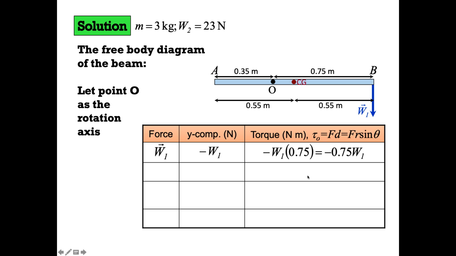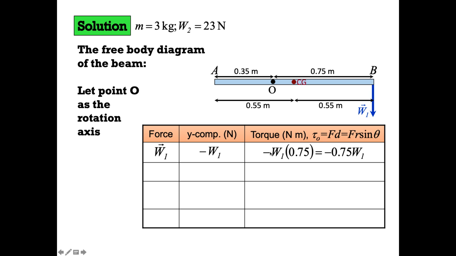Next, torque. Torque is F cross D, right? The force is W1 and the distance from the axis of rotation is 0.75. Remember our point O is the rotation point, so the distance of the force to the point of rotation is 0.75. It is perpendicular, right?